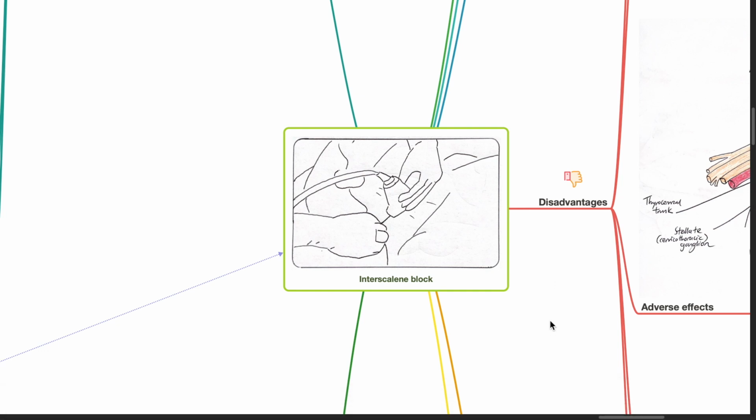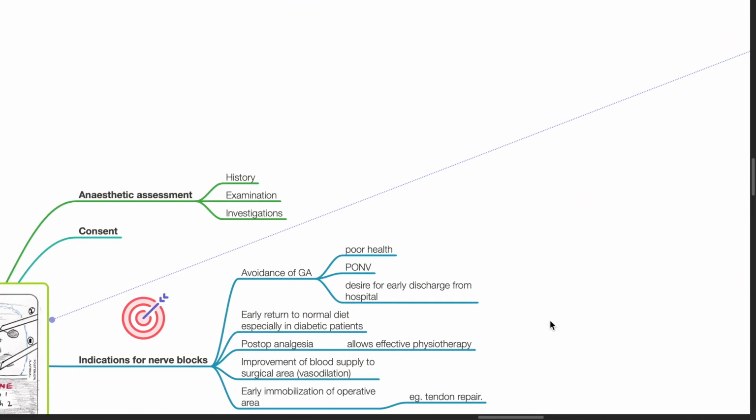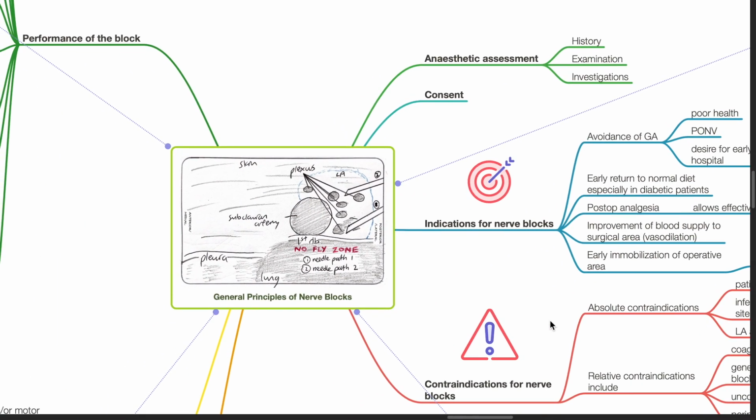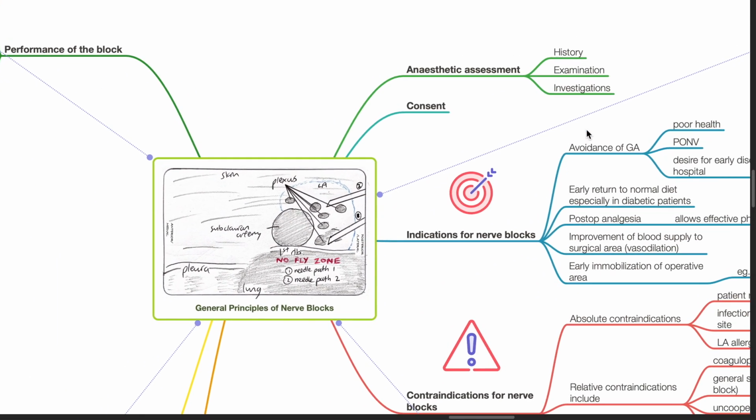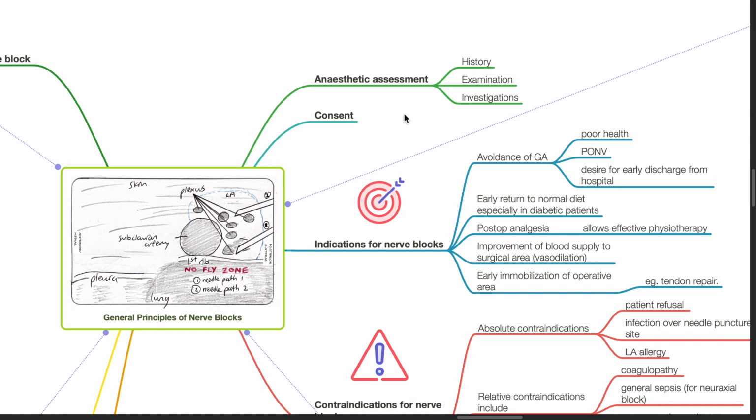Today we will be discussing the interscalene block. General principles of nerve blocks. First, we should do a full anesthetic assessment, which includes history, examination, and investigations, and obtain a valid consent.